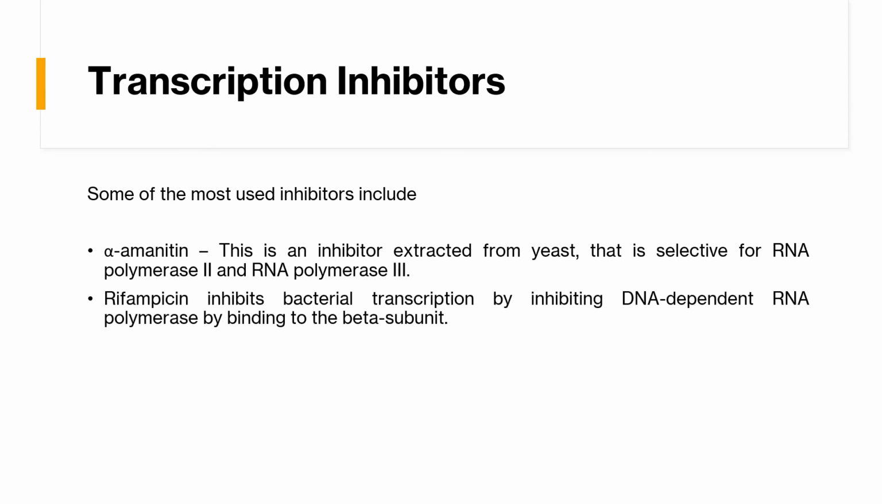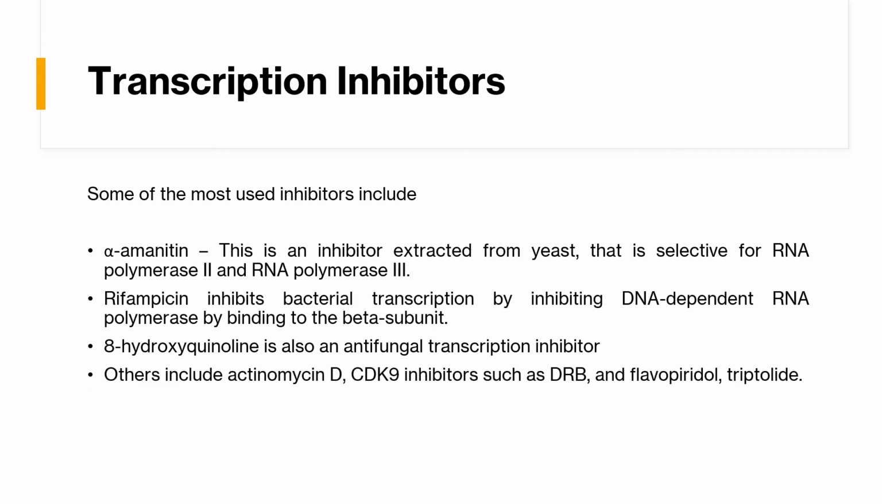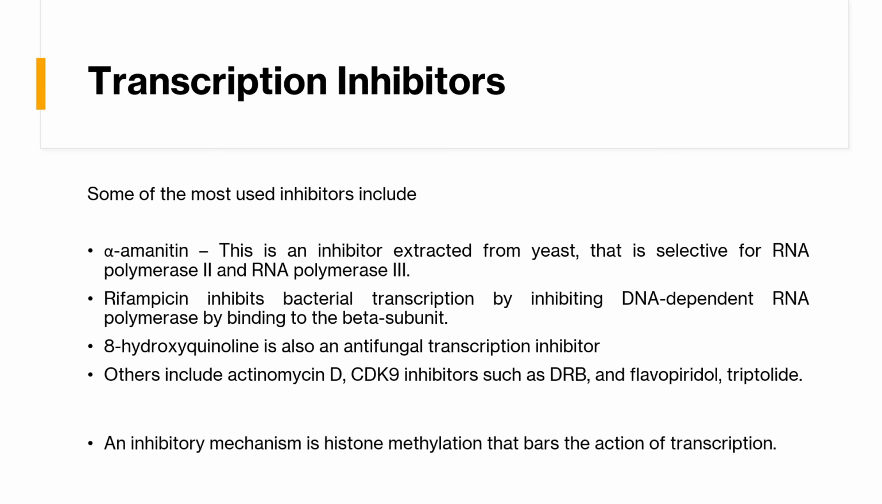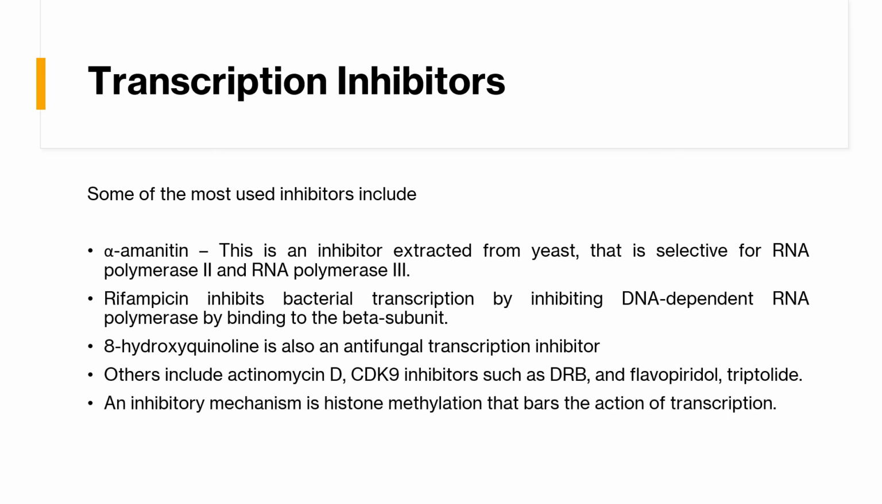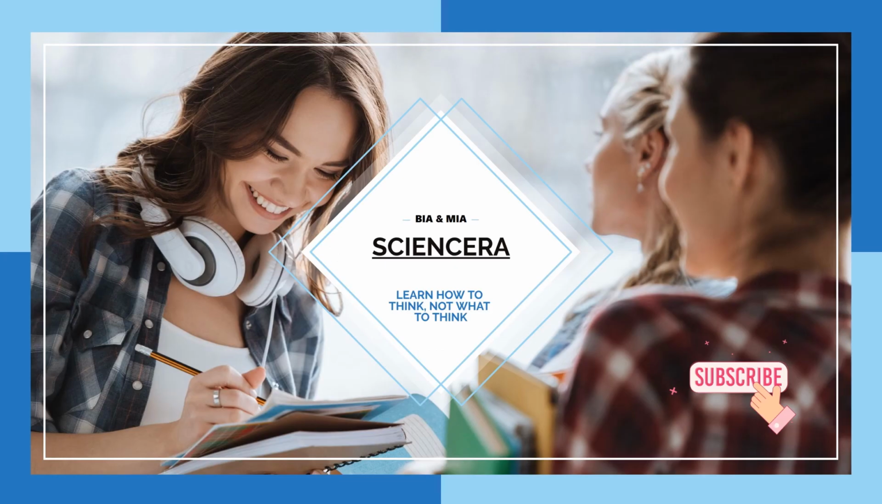Next is rifampicin, which inhibits bacterial transcription by inhibiting DNA-dependent RNA polymerase by binding to the beta subunit. Number 3 is 8-hydroxyquinoline, which is also an antifungal transcription inhibitor. Others include actinomycin D, CDK9 inhibitors such as DRB and flavopiridol, or triptolide. An inhibitory mechanism is histone methylation that bars the action of transcription.